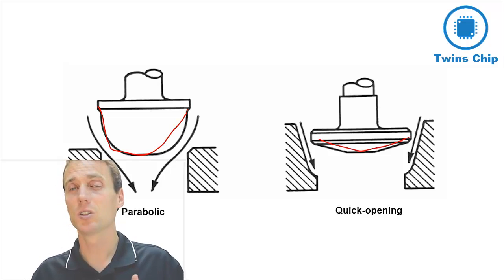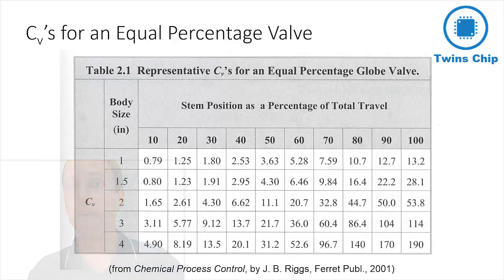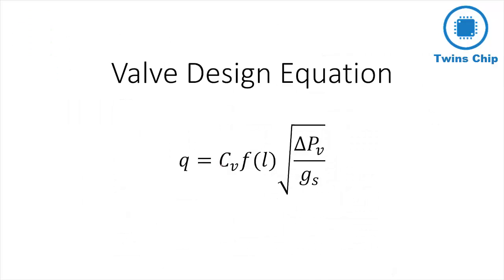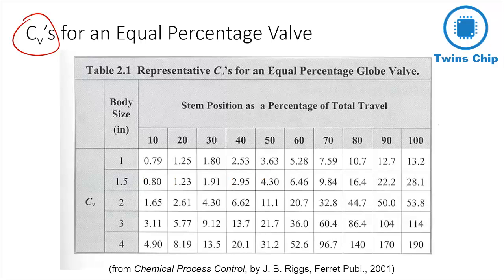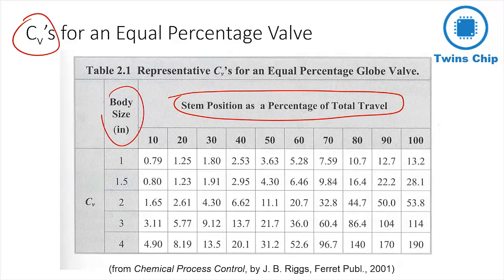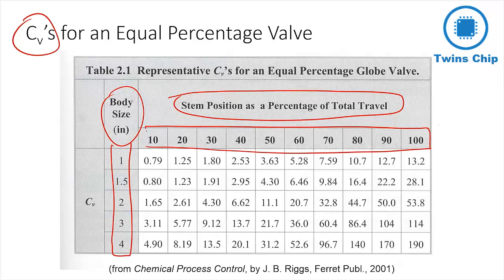One of the things that you'll see quite frequently is a CV for a valve. Now CV is going to go into an equation that we're going to use for the valve design, but it essentially is the constant that relates lift versus flow through the valve. For this table, what it shows is stem position or lift versus the body size, and different CV values. It's just an example, representative of some CVs for a particular type of valve. So a valve is going to be characterized by the CV value.